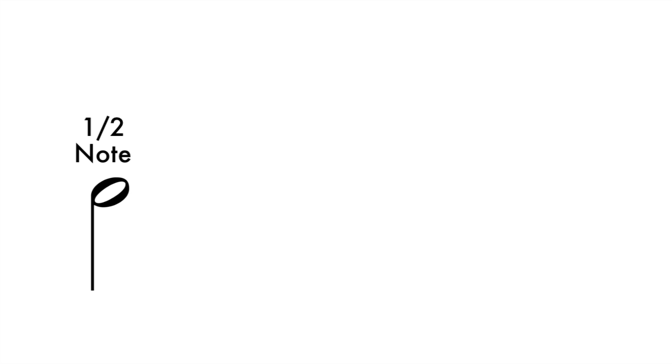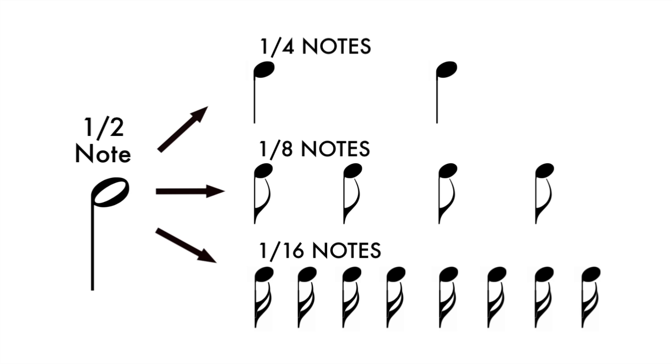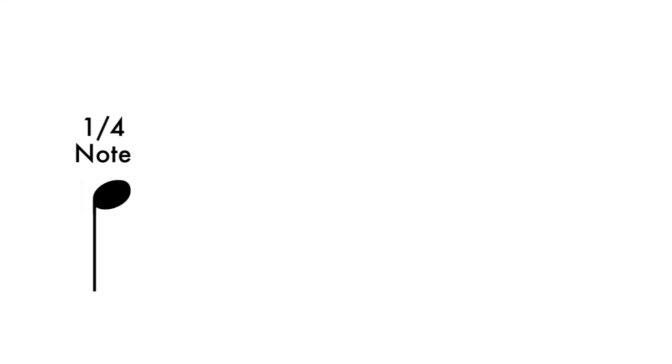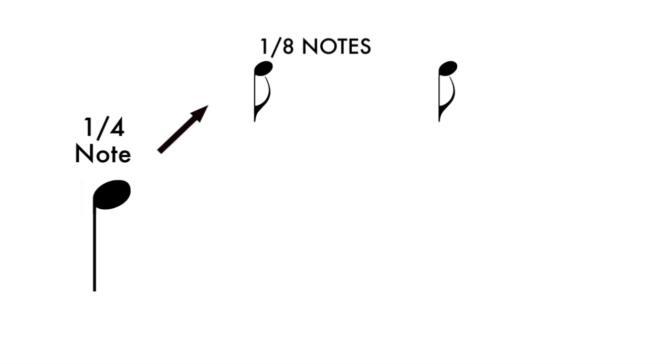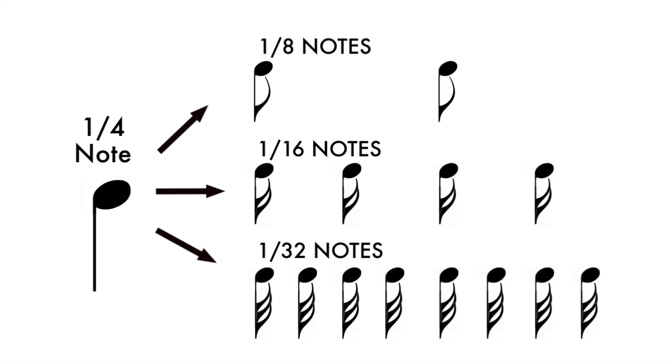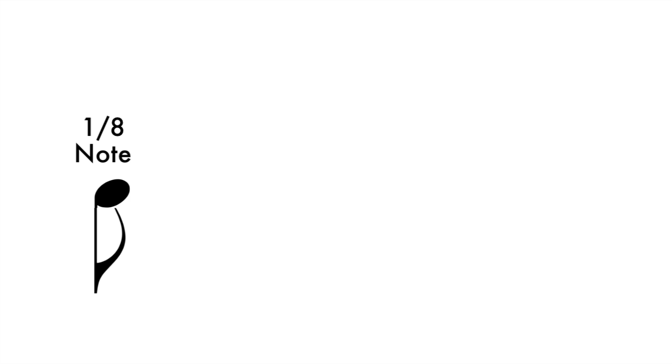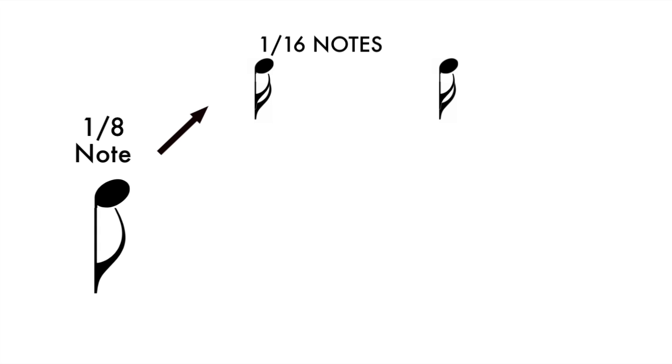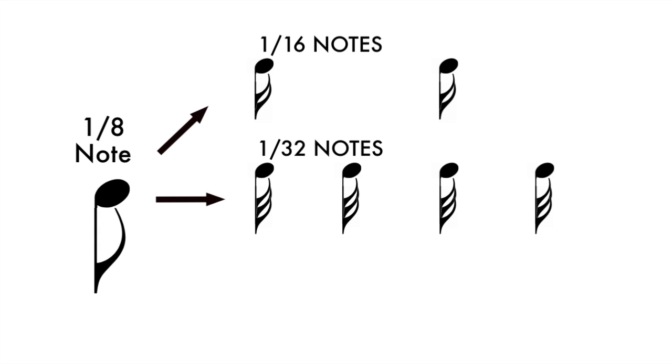A half note's duration is the same as 2 quarter notes or 4 eighth notes or 8 16th notes. A quarter note's duration is the same as 2 eighth notes or 4 16th notes or 8 32nd notes. An eighth note's duration is the same as 2 16th notes or 4 32nd notes.